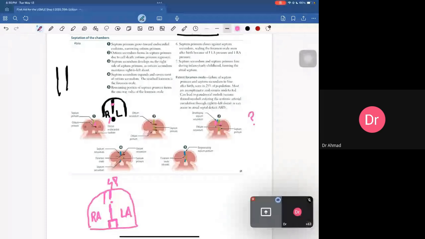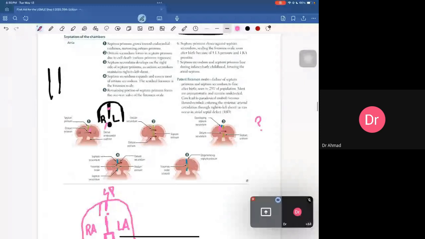So how does this work? If you look here, this is the septum primum. When the baby is born, or during early childhood, the septum secundum and the septum primum fuse and close, and an atrial septum is formed, right? The most important thing that they want here is this.